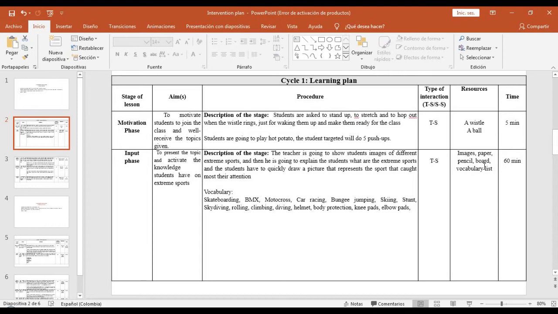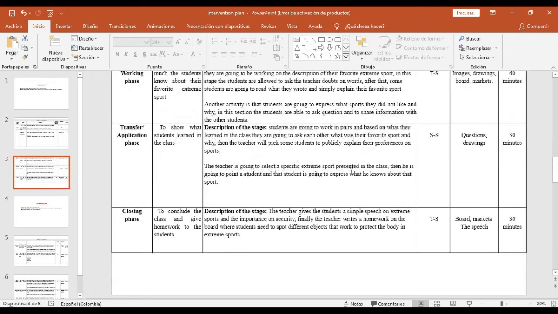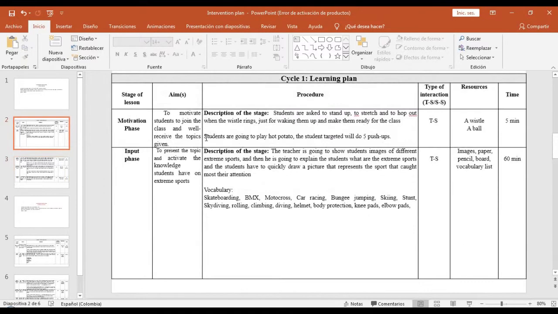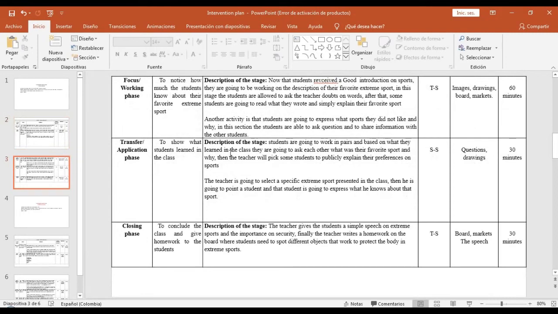The time for this session is about 60 minutes because it's a large activity. It's going to take some time. Maybe it's going to take more than one class, so that's why I took this time. Let's continue with the focus working phase.